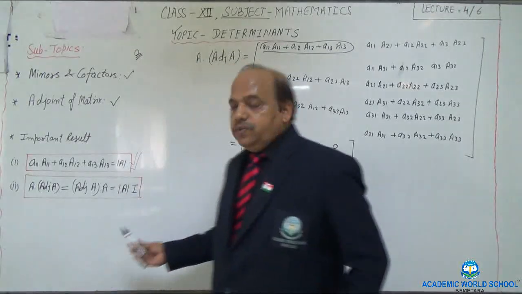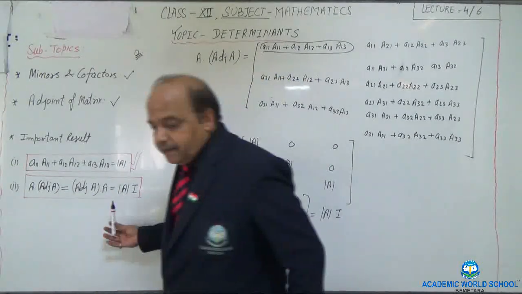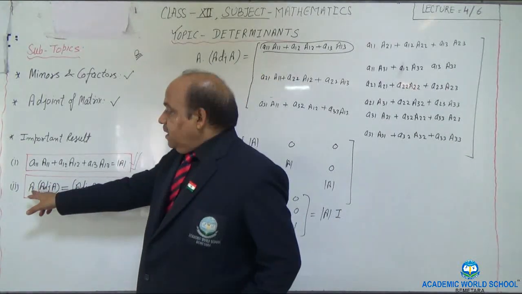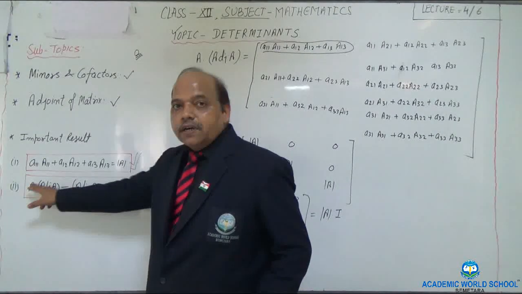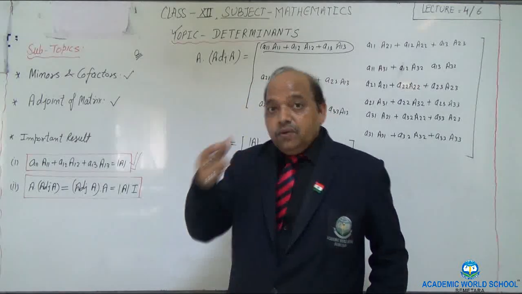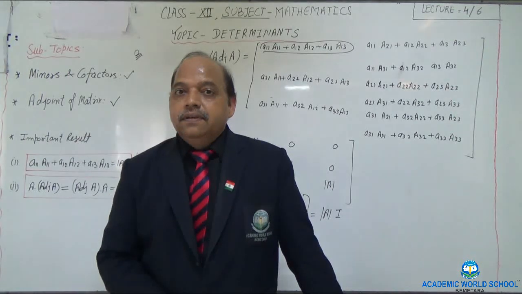Now this result which we have verified is very, very important. Why? Now you check it. If I divide this whole thing by determinant A, you will notice that A times adjoint A divided by determinant A, the product of two matrices, is leading to I. This is how we use this to define the inverse.